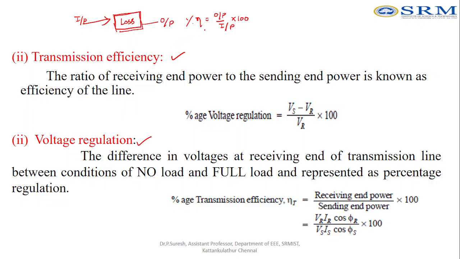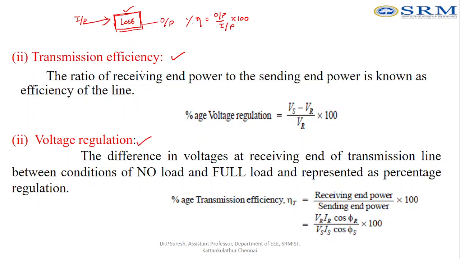In order to find the input power and the output power, we require the losses, because output is nothing but input minus losses, or input is equal to output plus loss. For finding the losses, I need the resistance value. Once the resistance value is found, I can find the loss and I can find the efficiency.